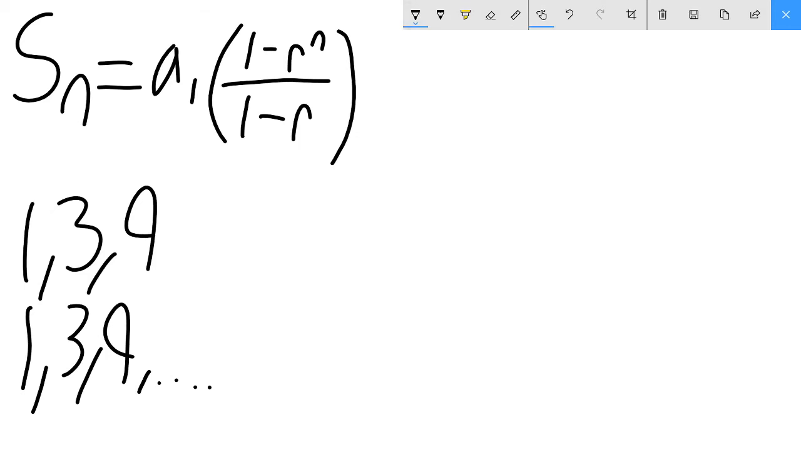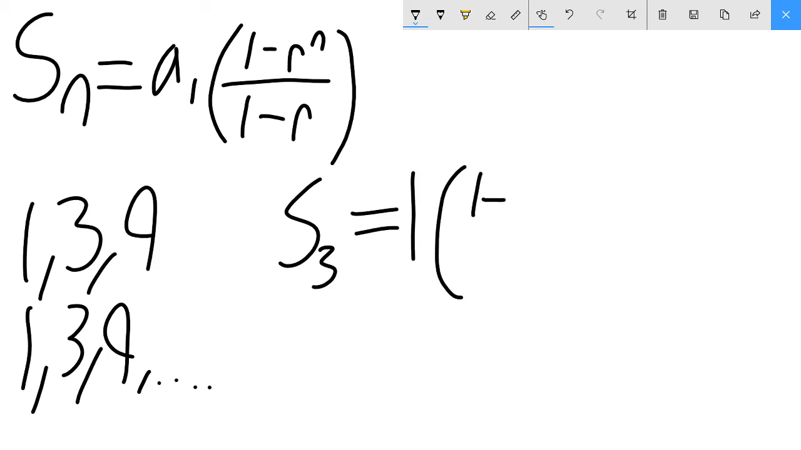So we have S subscript n is equivalent to a subscript 1 times 1 minus r to the power of n over 1 minus r. So S subscript n is equivalent to the number of terms in the sequence, which in this case is 1, 2, 3. So we have S subscript 3 is equivalent to a subscript 1, the first term in the sequence, which here is 1, times 1 minus r to the power of n.